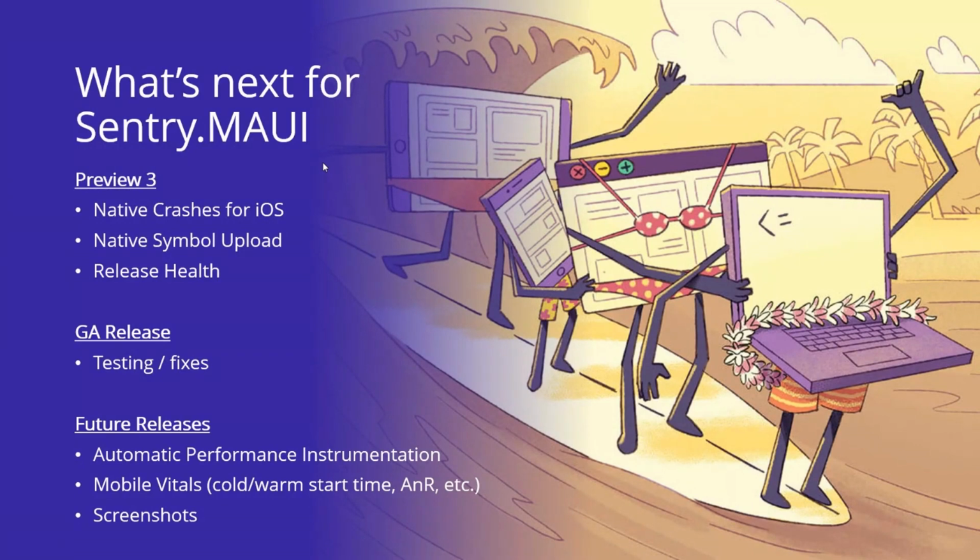We also want to give you mobile vitals. So we can tell you how long it took for your app to start from when the user clicked the button to the first screen. We want to give you any information about when your application isn't responding. And in some of our SDKs, we can actually give you screenshots of what the user was seeing when an exception was happening. And we certainly will be able to give you that for native crashes, but we're going to see if we can do it for managed crashes as well.